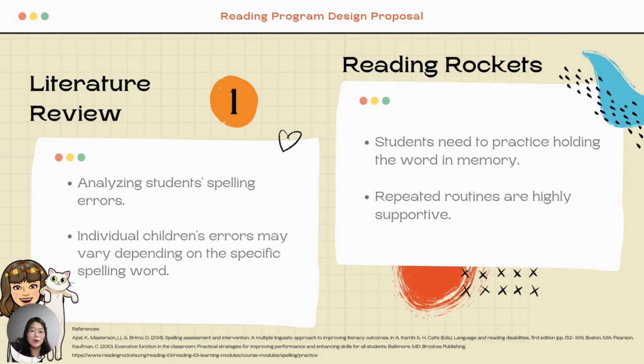Also, it is very important to note that children's errors may depend on the specific spelling word. So it is very important for them to practice more activities and help them to hold the word in memory. So repeated routines are highly supportive. In my opinion, interesting or interactive activities are very important for them, and they can become word pattern detectives and develop knowledge of spelling.